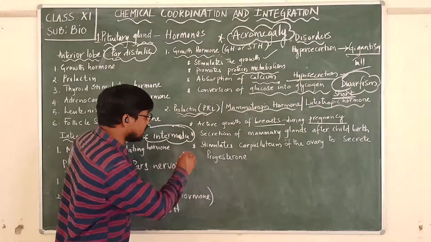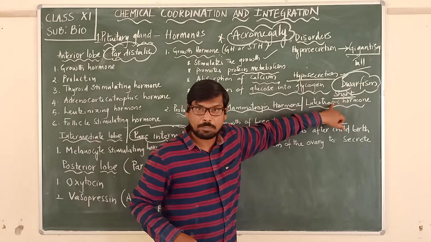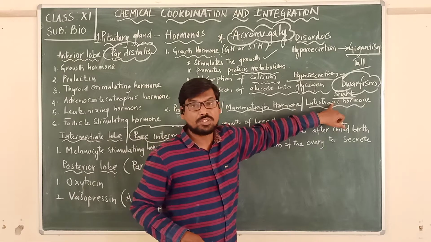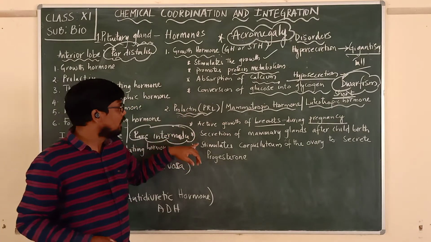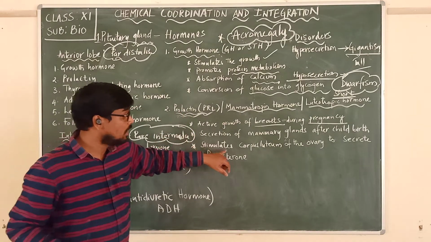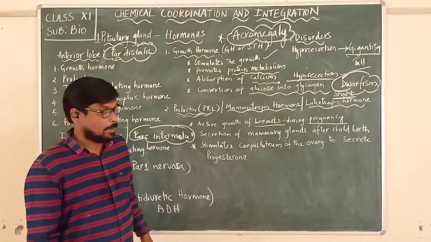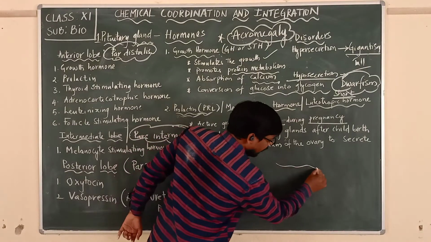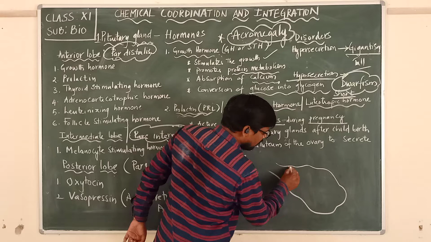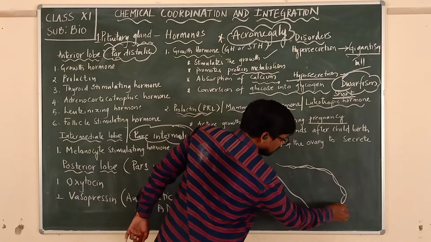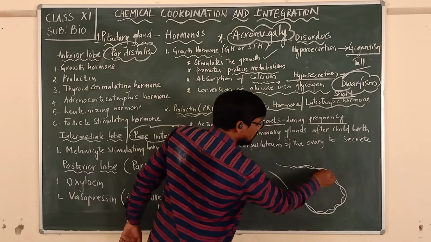And as we already said, prolactin is also called luteotropic hormone. If you look at this luteotropic hormone, it also helps in stimulating the corpus luteum of the ovary to secrete progesterone. Suppose this is the ovary of a female. Inside the ovary there will be a layer of cells which we call germinal epithelium cells.